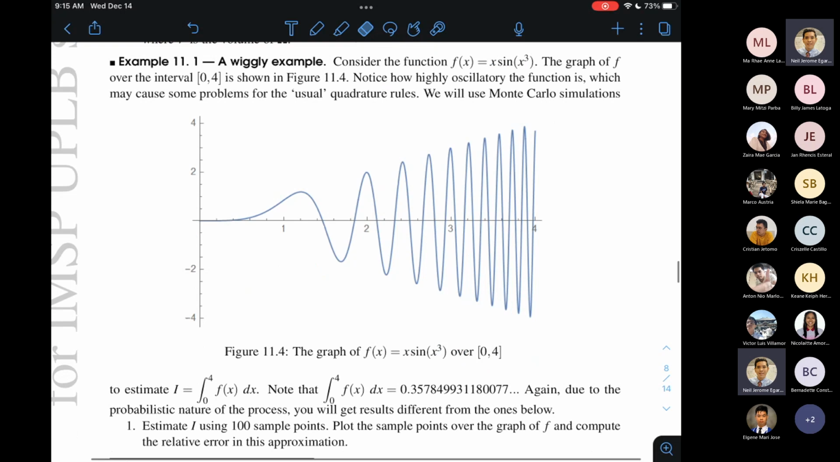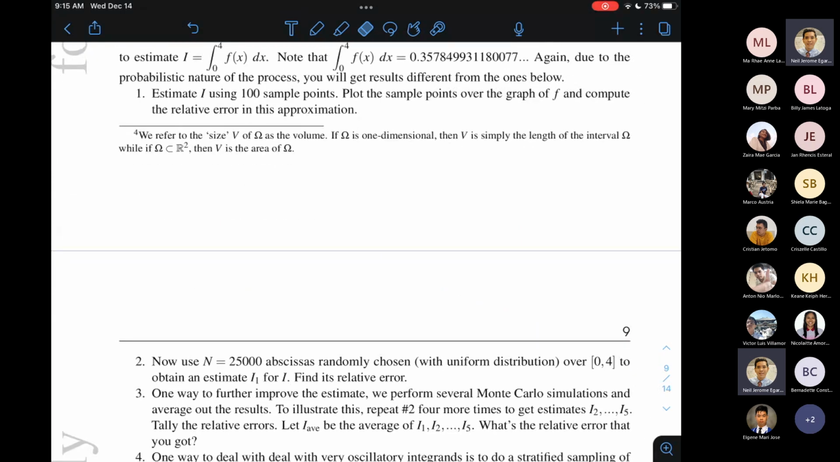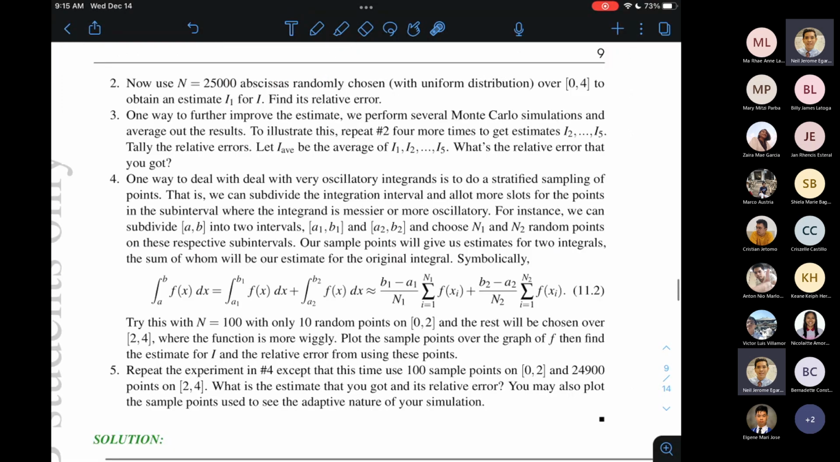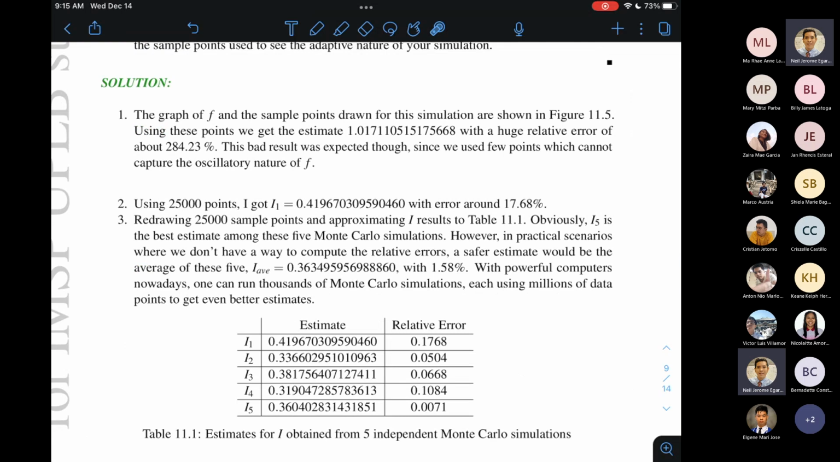Now, I have several instructions here, right? Tingnan na lang natin yung results. Una, pinapagawa daw ay 100 sample points. Okay. 100 sample points, pag gumamit ako ng 100 sample points, ang makukuha kong estimate ay 1.017 with relative error of 284.23%.